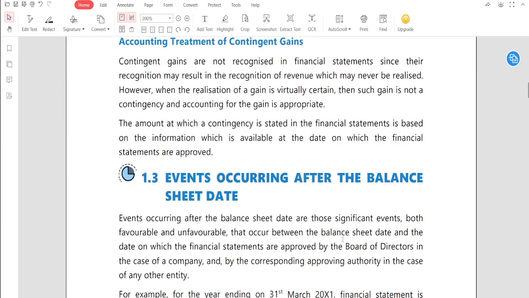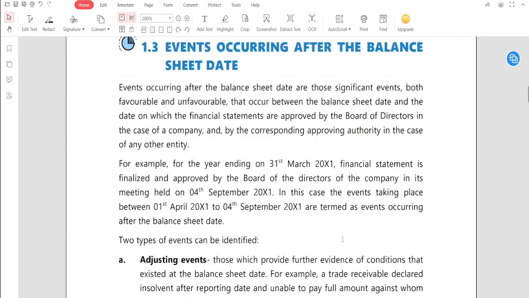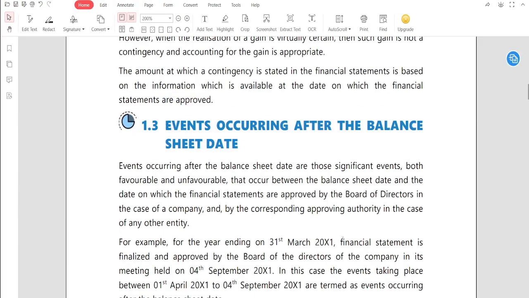Now we are going to discuss the biggest part, that is called events occurring after the balance sheet date. That's the biggest part. That is the main thing that we are going to discuss, events occurring after the balance sheet date.